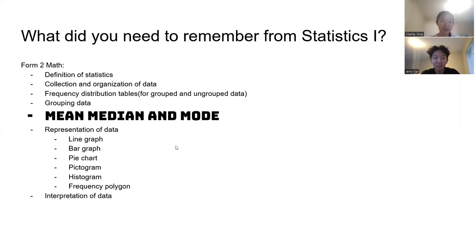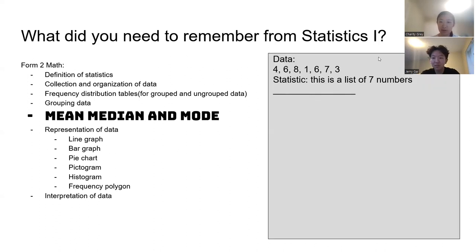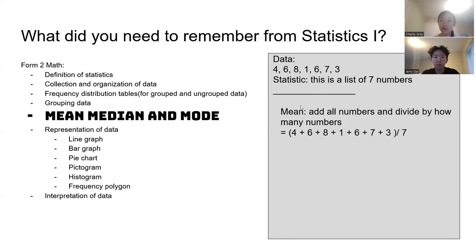Awesome. So mean, median, mode is best explained using an example. For example, we have this list of numbers. We have a statistic about this list of numbers. It's 7 numbers. And so for the mean, we add all 7 numbers and then divide by 7, because that's the total number of numbers in this list.